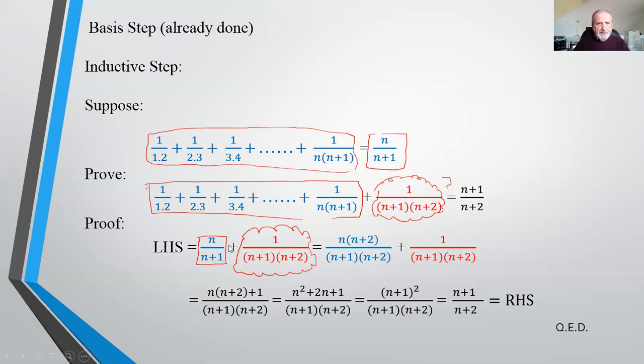We multiply this by n plus 2 over n plus 2, and then we add this together, get n squared plus 2n plus 1, and then you will see n plus 1 squared, and then you simplify this with this, and you get n plus 1 over n plus 2, which is the right-hand side. So that's done. Now let's see some different examples.